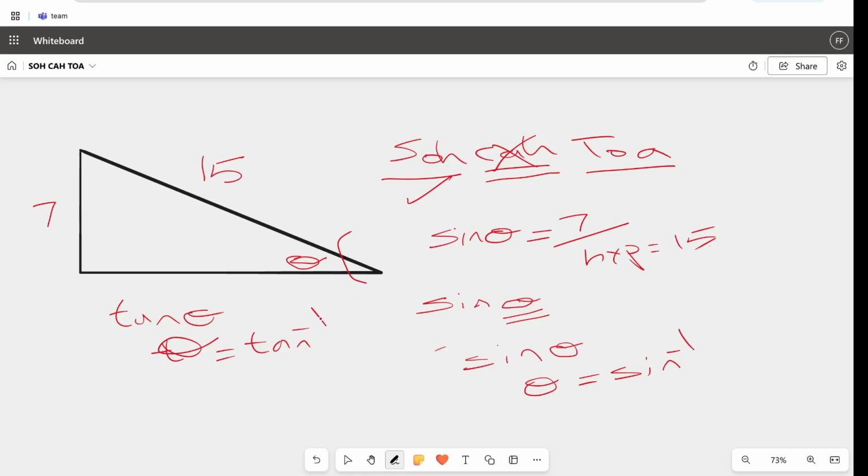So in this case we need the angle, right? So the angle is equal to sine to the power of -1 of 7 divided by 15. And again, you can do this using your calculator.